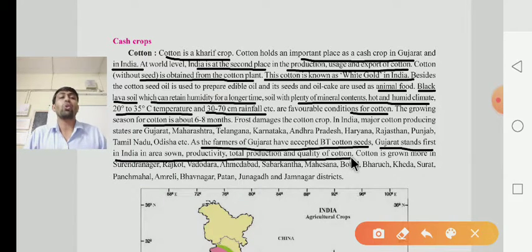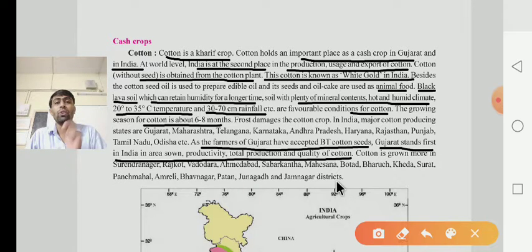quality of cotton. Cotton is grown more in Surendranagar, Rajkot, Vadodara, Ahmedabad, Sabarkantha, Mehsana, Botad, Bharuch, Kheda, Surat and Panchmahal, Amreli, Bhavnagar, Patan, Junagadh, Jamnagar districts.